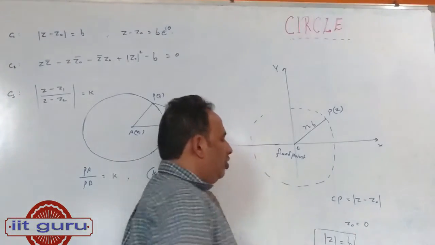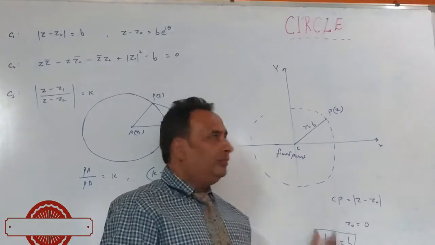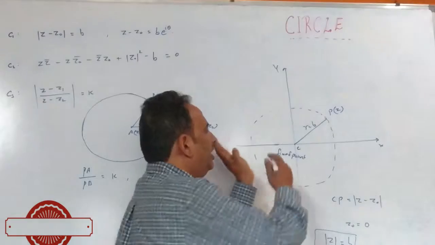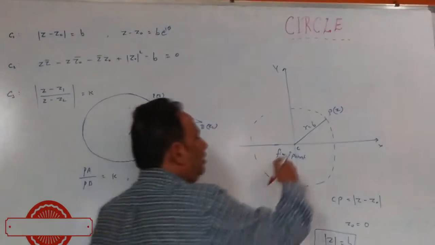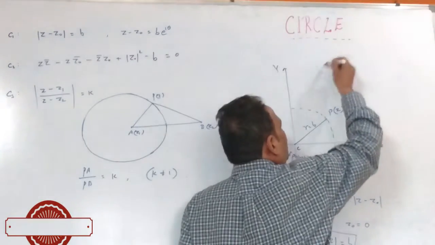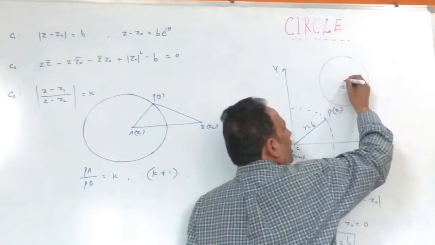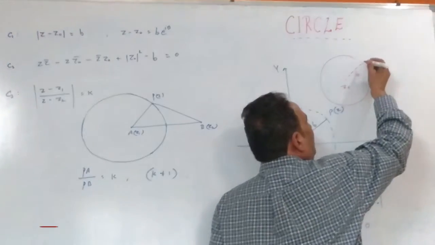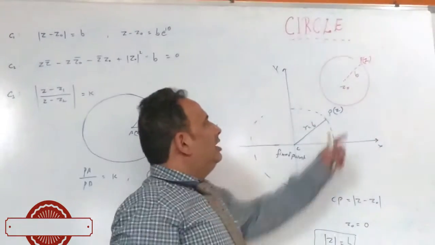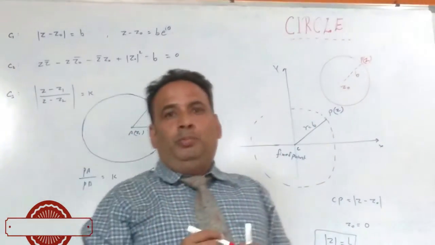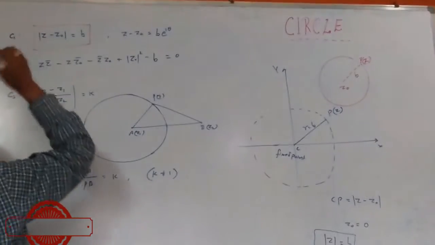This is the equation of a circle whose radius is B and center is at the origin. If we generalize this and shift the circle somewhere else, like the center at any Z0 point, and the radius is still the same B, and this is the variable point P, Z, so we say mod of Z minus Z0 equal to B. This is the equation of the circle.